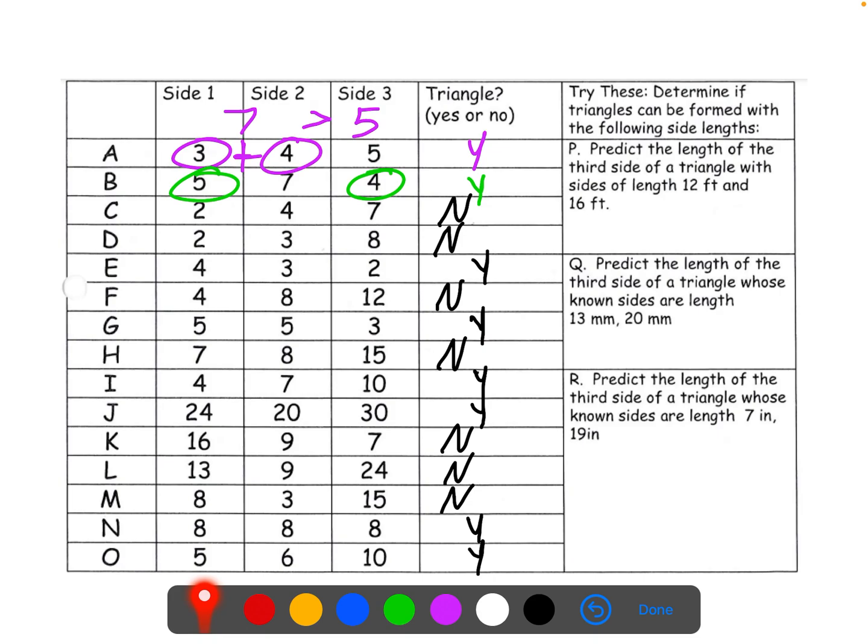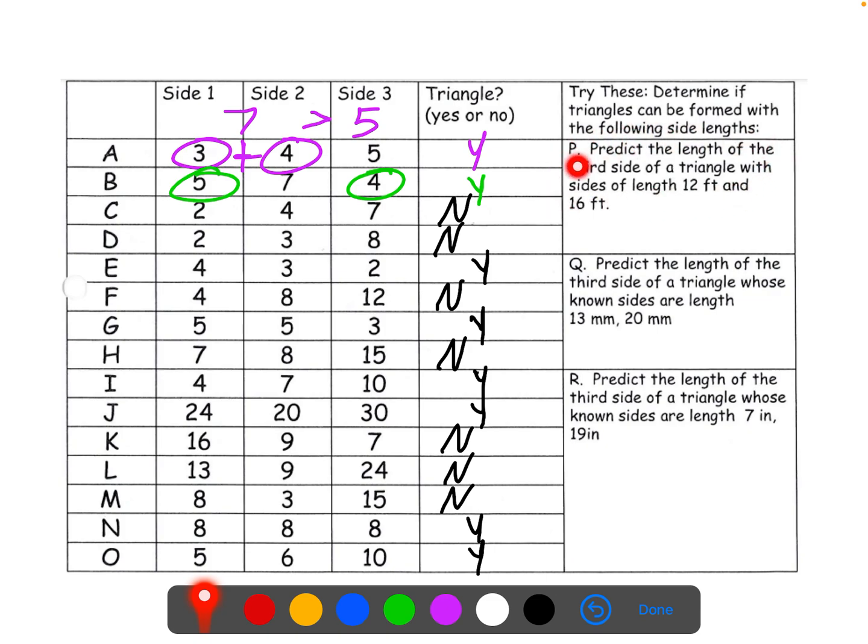For the next part, this takes this idea a little bit further, so pay close attention to these, please. It wants us to predict the length of the third side of the triangle with sides of length 12 feet and 16 feet. Okay, we're missing a side here. We don't know if 16 is the longest side of the triangle or if there's a third side that's the longest side of the triangle.